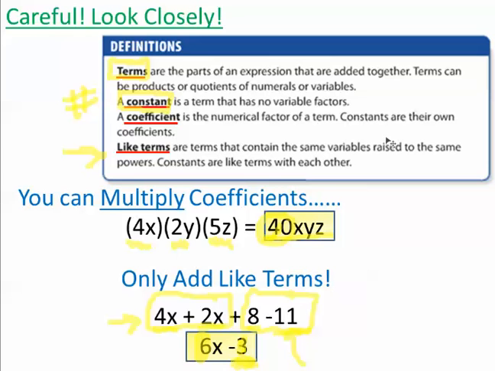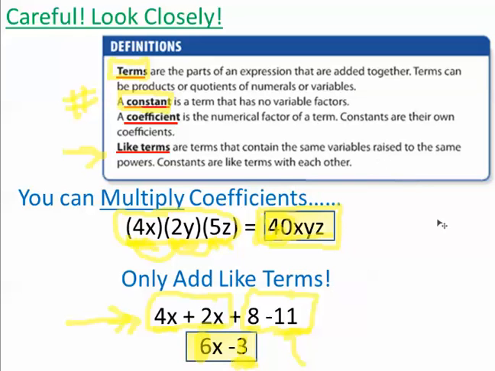Terms can always be multiplied. We can take the coefficients, 4, 2, and 5, and multiply those numbers. In this case, I get 40. And then we just write the variables next to it: 40xyz. All terms can be multiplied.